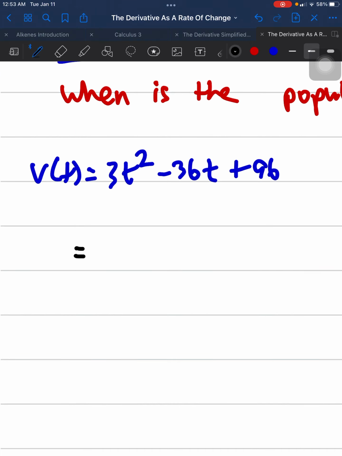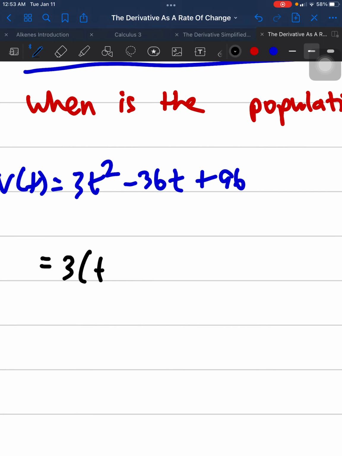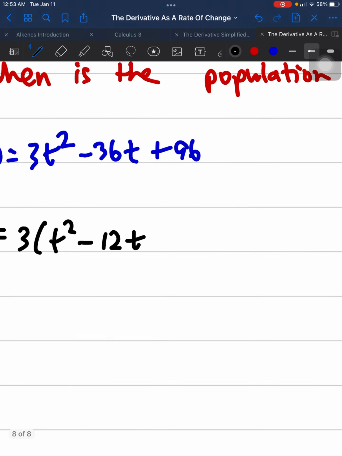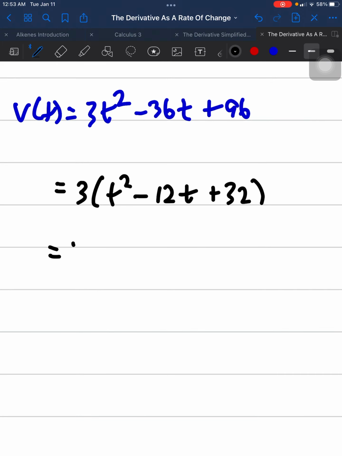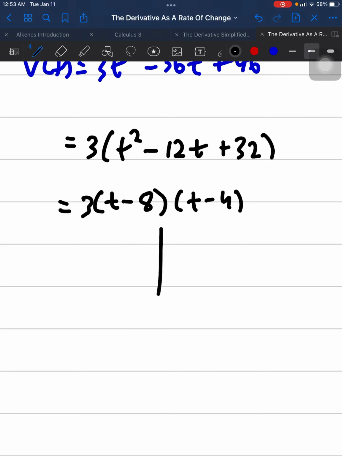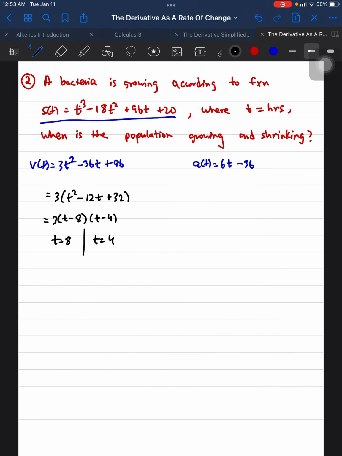Next step we did was factor these functions. For the velocity function, we're going to factor 3t squared minus 12t plus 32. Now when we factor this, we get t minus 8, t minus 4. Now we have the values t equals 8, t equals 4.